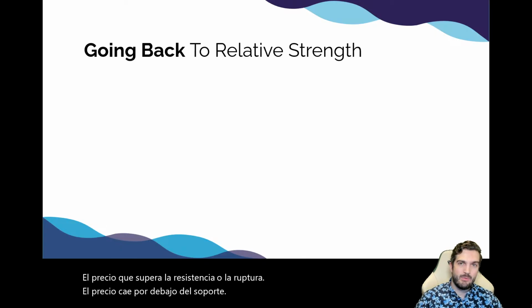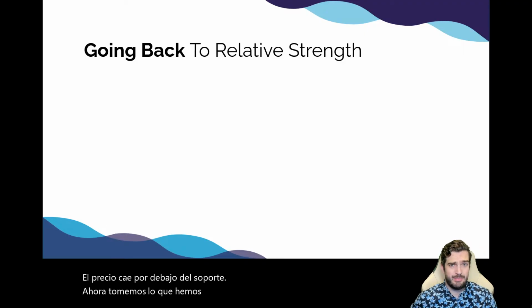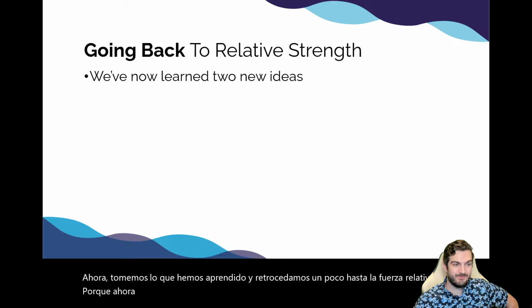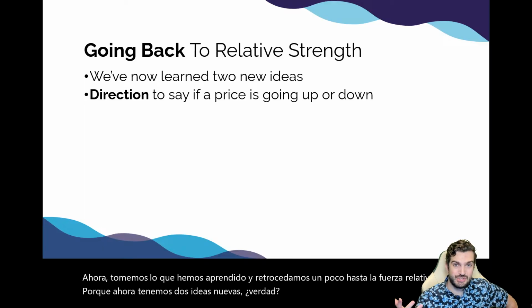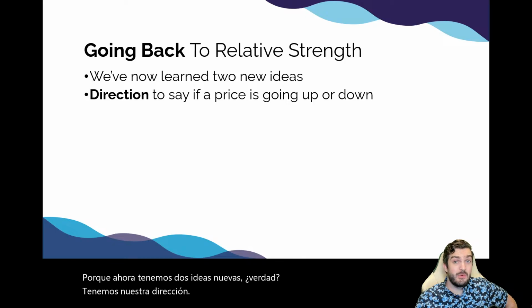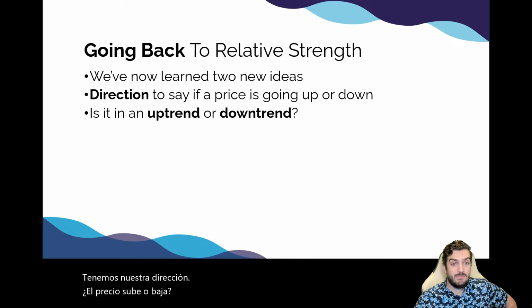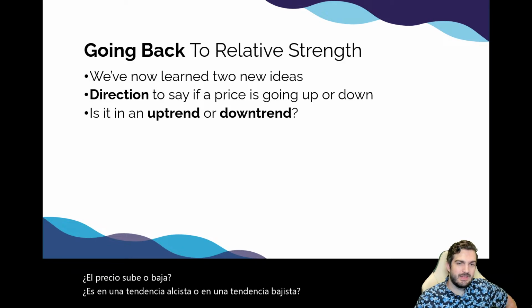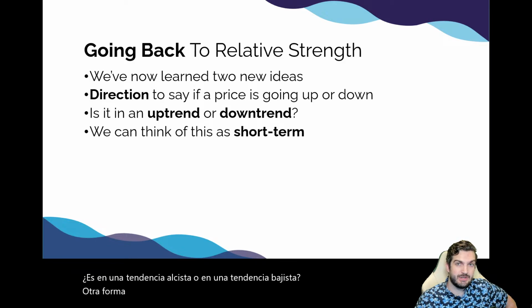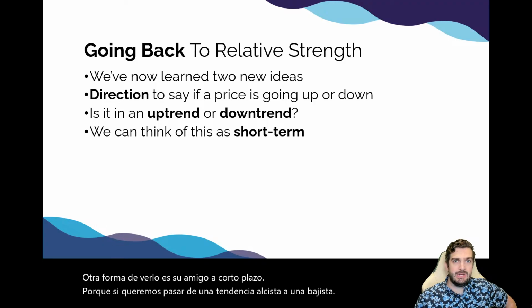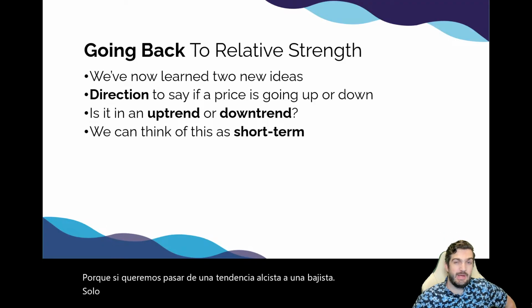Now, let's take what we've learned and go back just a little bit to relative strength. Because now we've got two new ideas, right? We've got our direction. Is the price going up or down? Is it in an uptrend or a downtrend? Another way we can think about this is its short-term trend. Because if we want to go from an uptrend to a downtrend, all we need is to just push it over the edge just a little bit. Pretty easy.